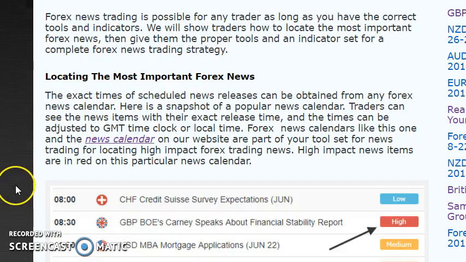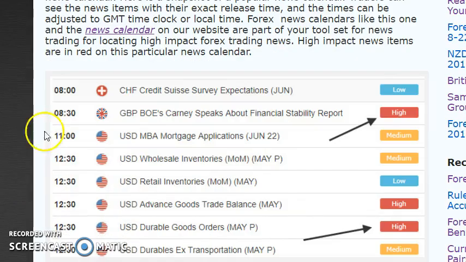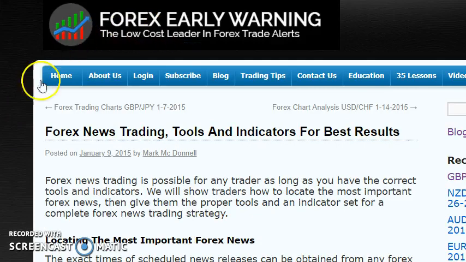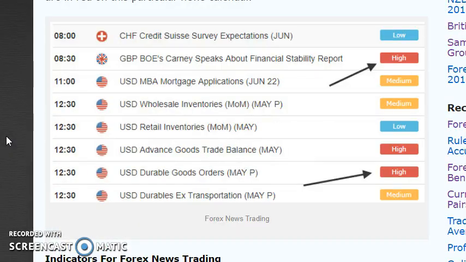Okay, so we have 8 different currencies we trade. The Swiss franc, the British pound, the US dollar, etc. There's 8 currencies that we trade with the Forex early warning trading system. And so when you look at the news calendar, you want to look at the news drivers that can generate a lot of volatility.